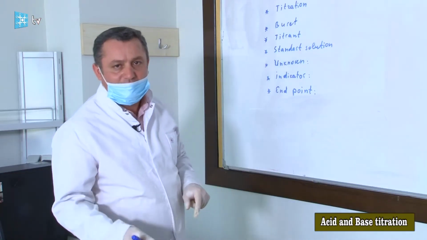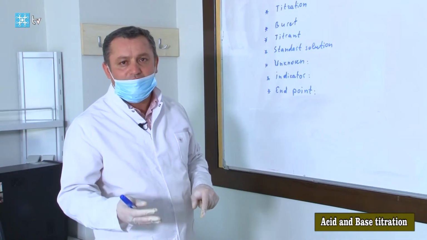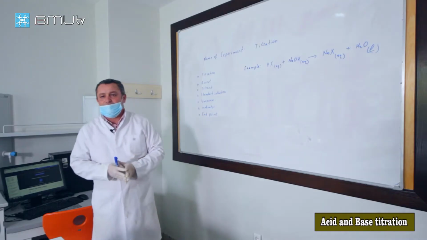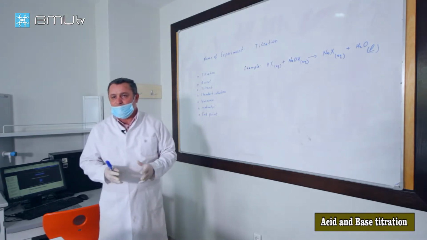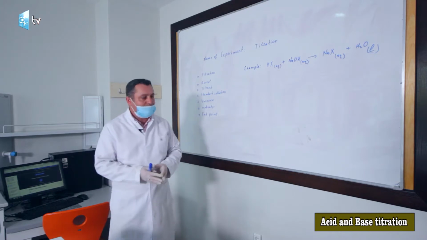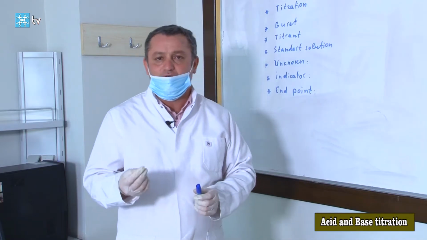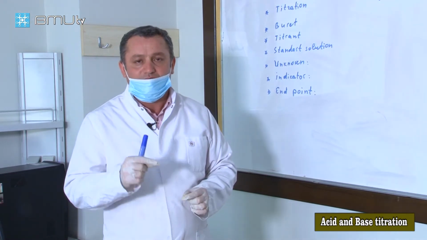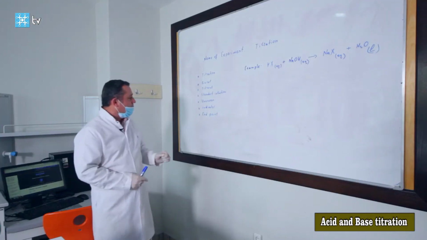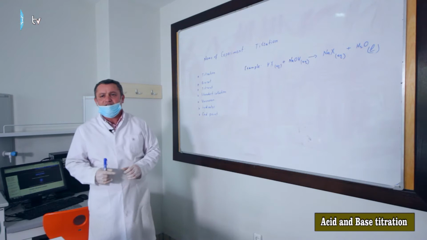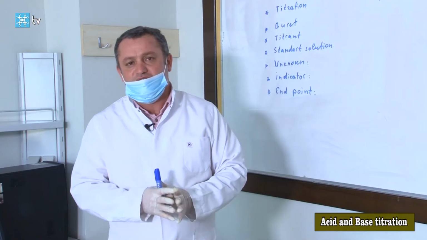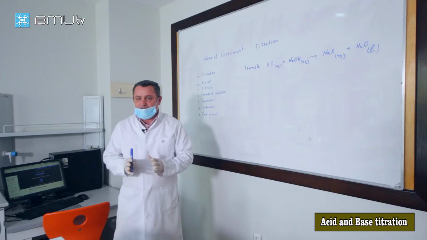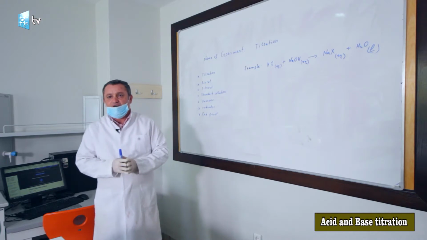Unknown is a compound or mixture whose concentration we don't know. Indicator. There are a lot of kinds of indicators which we use in chemical reactions. We add a small amount of the indicator in the reaction medium, and it indicates that the reaction is complete by changing the color. End point. What does the end point mean? The end point is the special stage in the titration process. It indicates that the reaction is complete by changing the color.